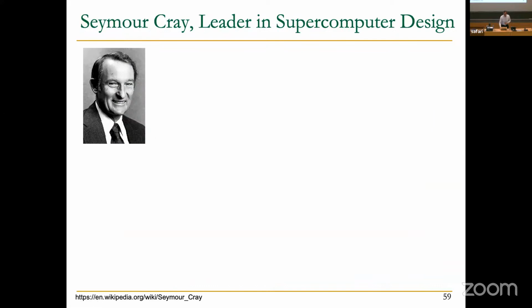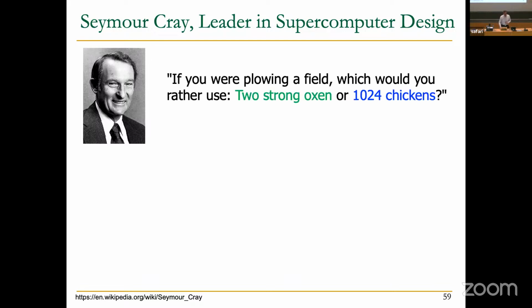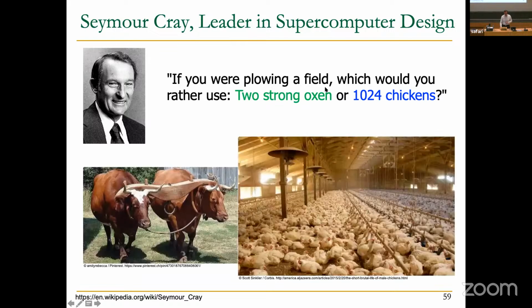Okay, I'll give you some story over here, which actually gives the idea of Amdahl's law really nicely. Seymour Cray was a very principled designer, if you will. He was the early designer of the supercomputers. And he asked this question, which is always good to think about. If you're plowing a field, which would you rather use? 2 strong oxen or 1,024 chickens? And this is a fundamental problem that keeps coming up, right? Do you use 2 powerful single core processors, or do you use millions of powerless simple processors? And the answer is, it depends, right? As always.